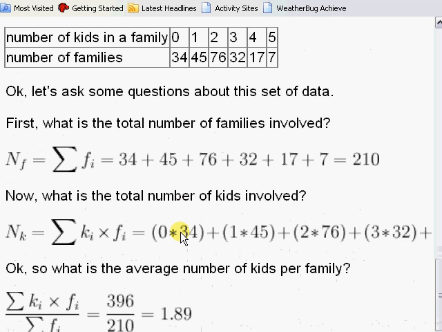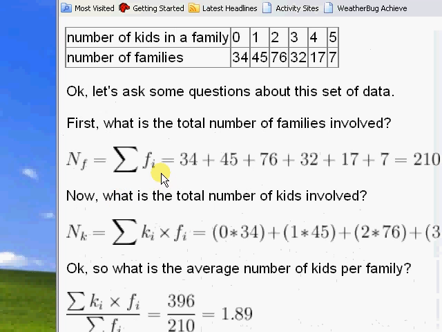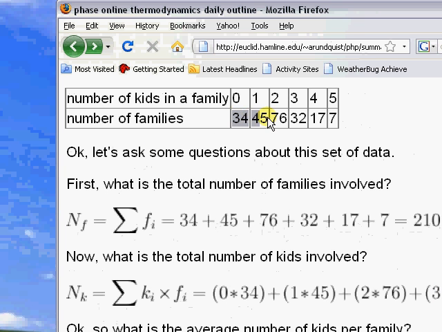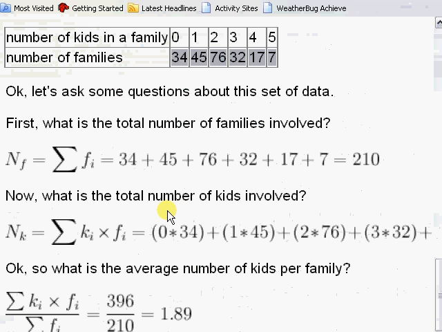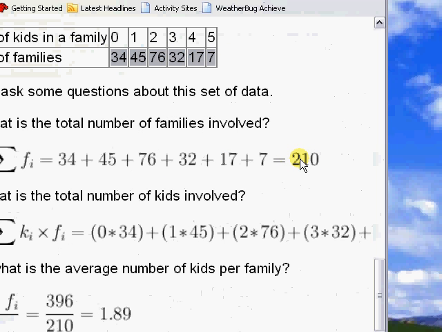The first question is, what is the total number of families involved? Well, you would just add up all of the numbers of families, adding up everything in this row here. If you do that, 34 plus 45, and so on, there were 210 families in this made-up study.